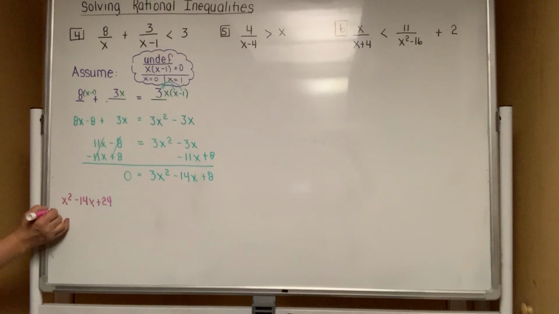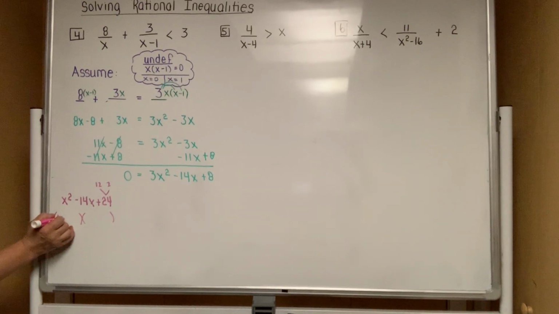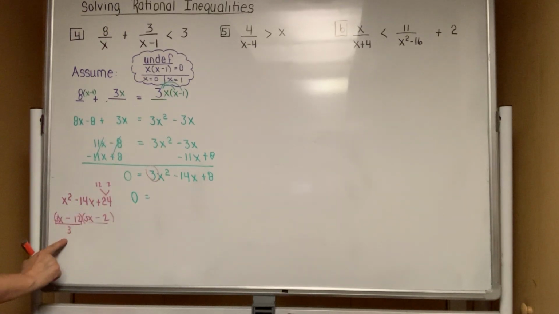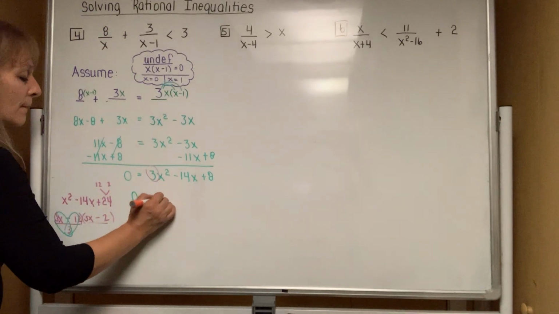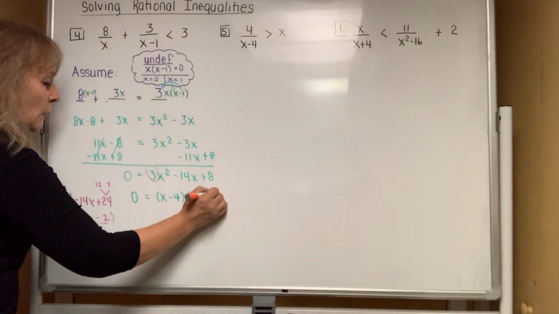The factors are not too bad. The numbers that multiply to 24 and add up to 14 are 12 and 2. Remember, the first sign you see goes in the first parenthesis, and a negative times a positive is a negative. Larger number goes first, smaller number goes second. But that 3 in the front has to go in front of each one of these. The GCF on the left is 3, but there is no GCF on the right. So what are the true factors? Well, the left one tells me x minus 4, and the right one tells me 3x minus 2.